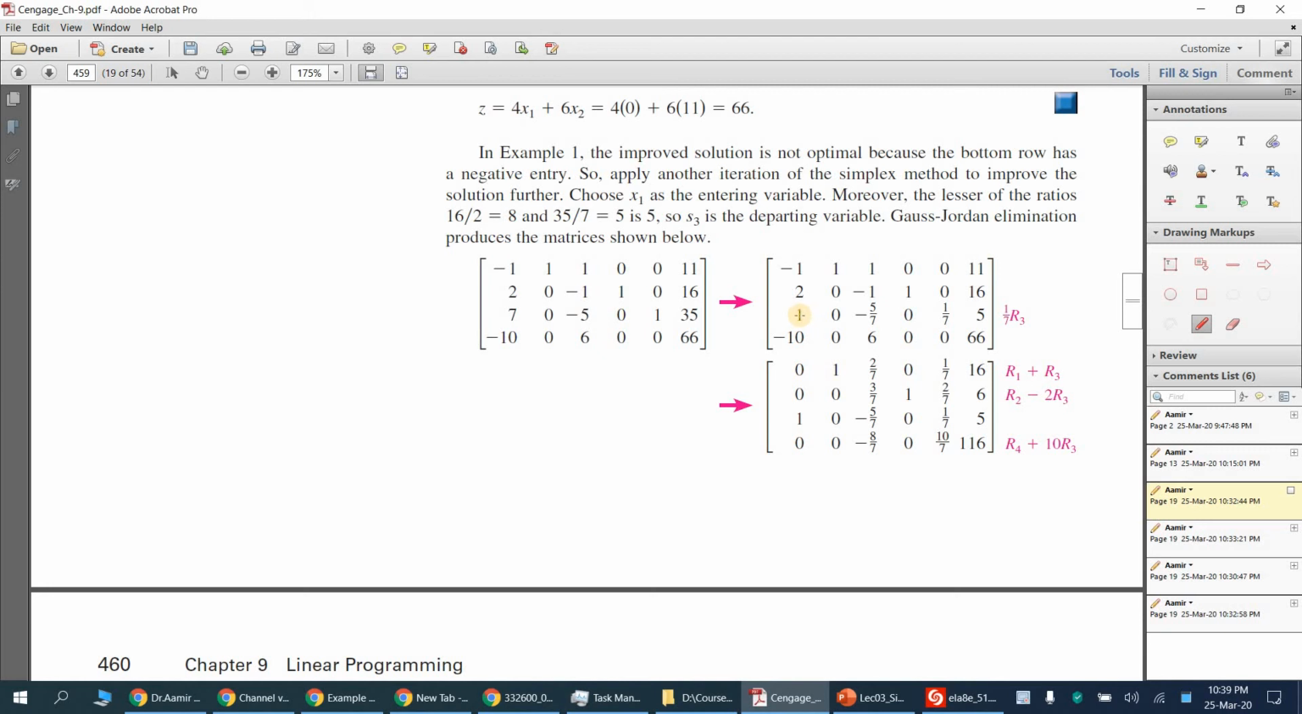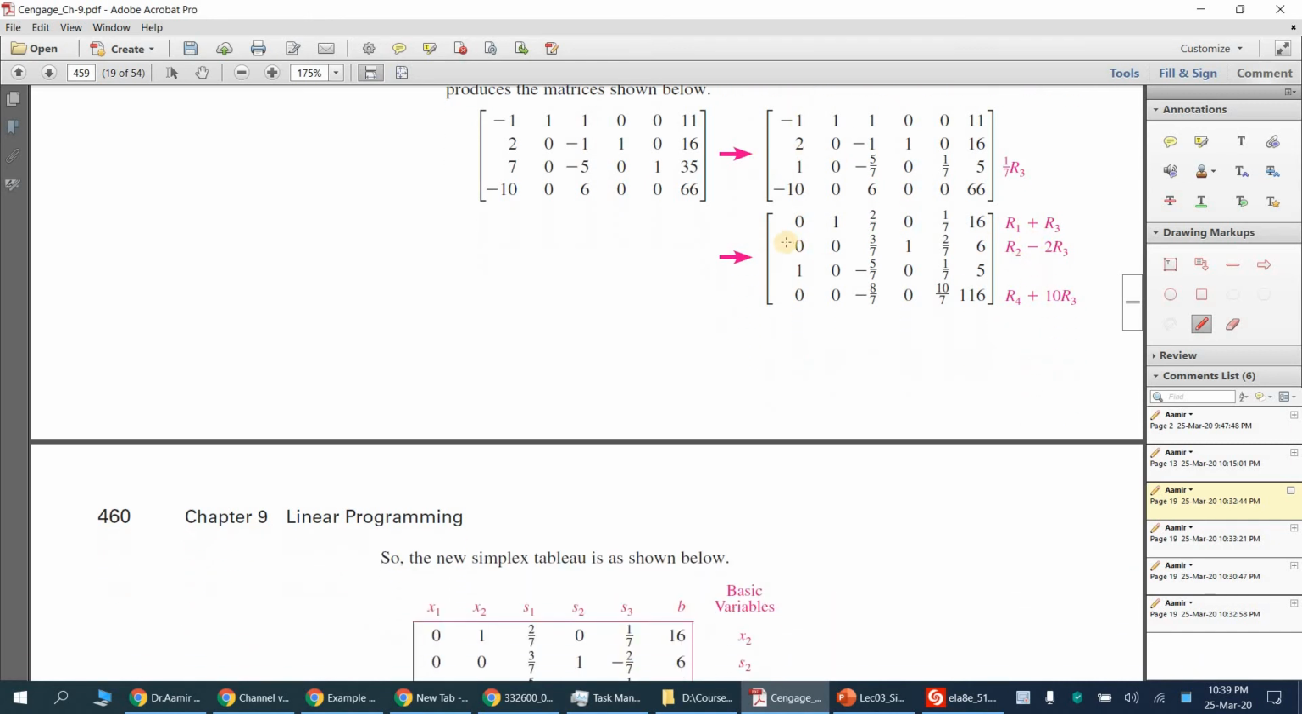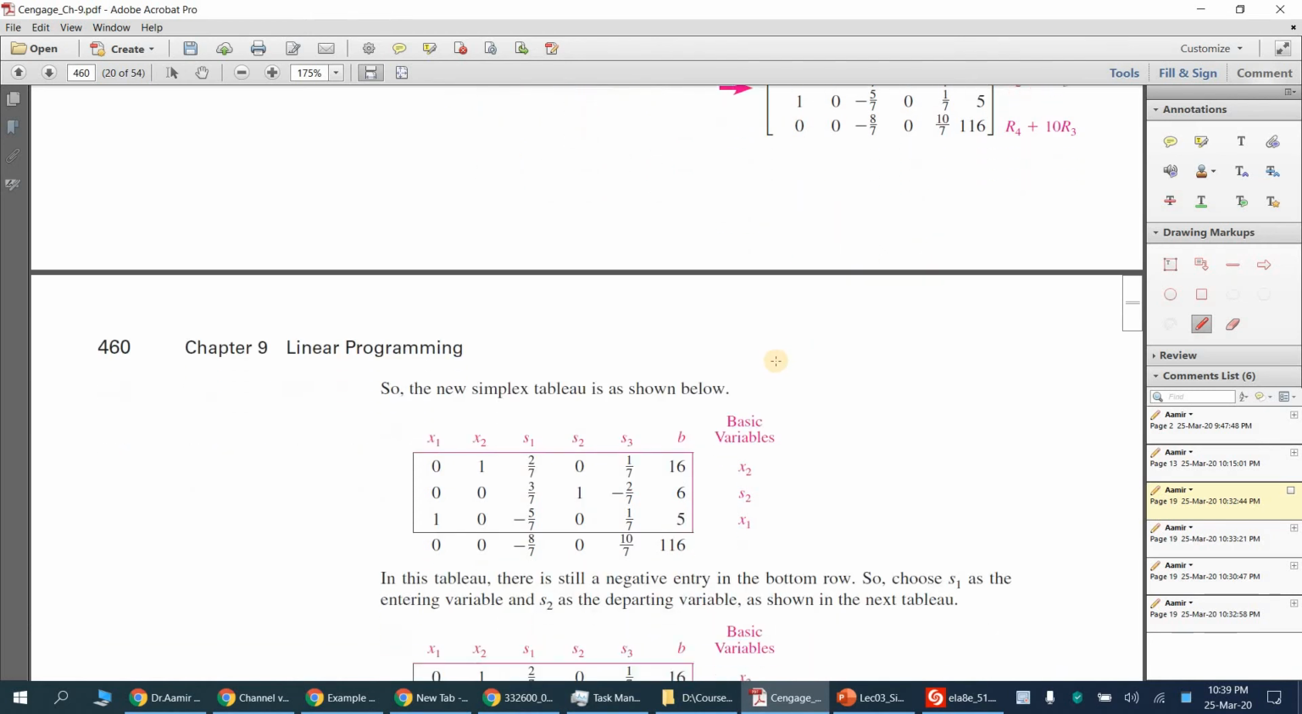You make the pivot element equal to 1 by this operation, and then you remember the next step is that the three other rows you want to make them 0. So how to make them 0? They have given these operations here. Please go through them. First solve it yourself and then you see the answer over here. It will make all these rows 0.